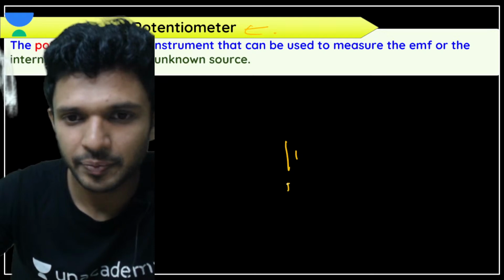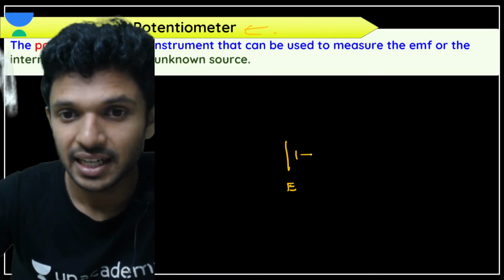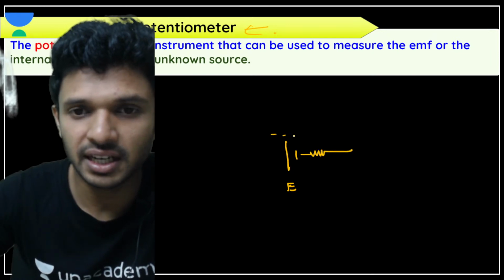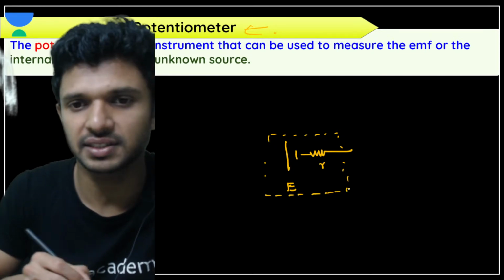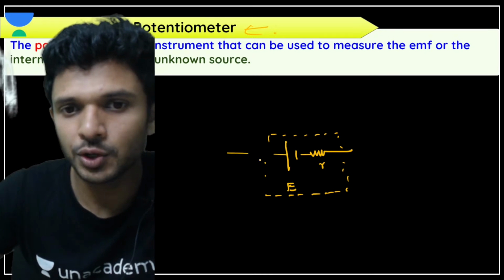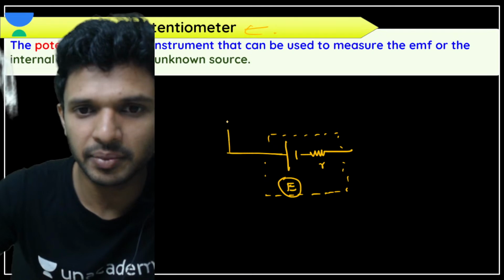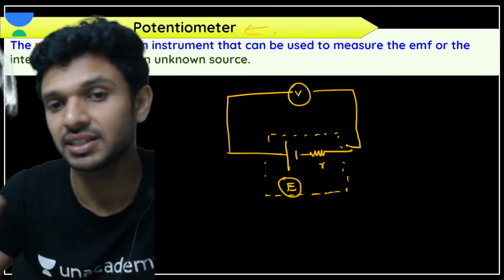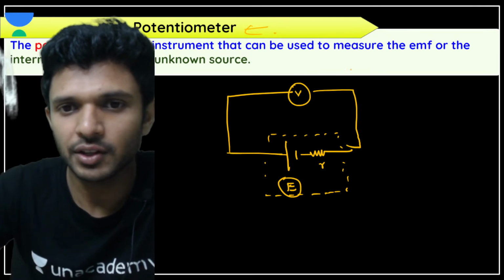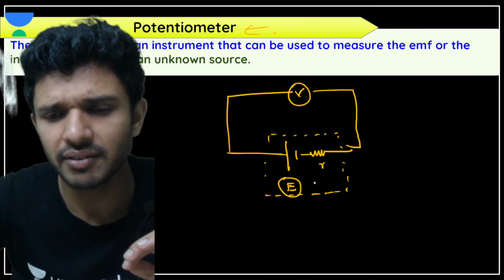This is our cell of EMF E. Understand this. This is a very beautiful concept. A cell is always associated with an internal resistance. So this together is our cell, an EMF with an internal resistance. Now let's say I want to measure the EMF of the cell, which is E, and for this I am connecting it across a voltmeter. A voltmeter will give us the voltage. Now the voltmeter will be showing some deflection. Tell me, is it going to give the value of E?